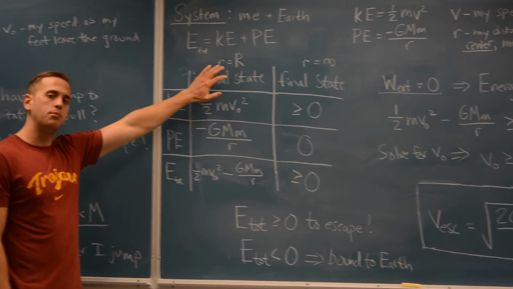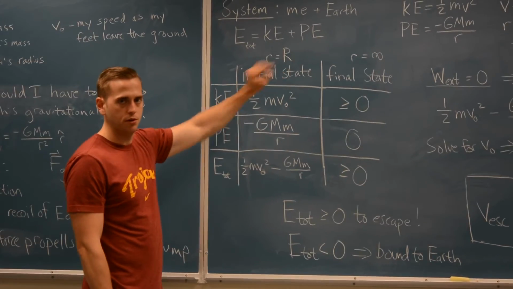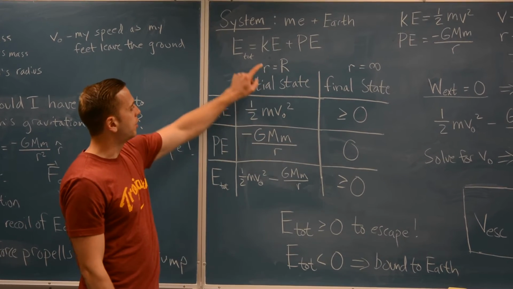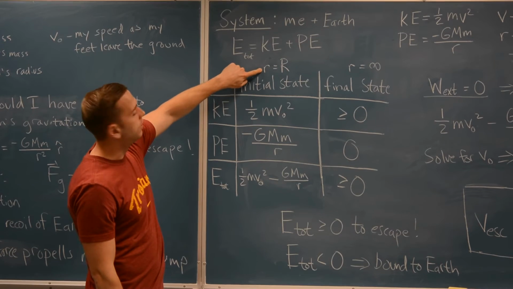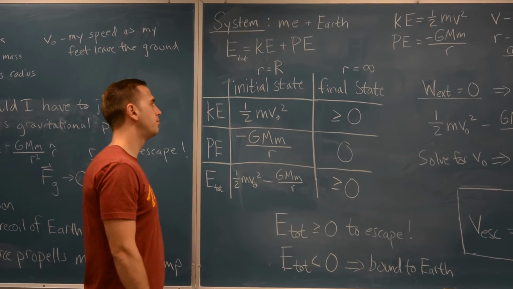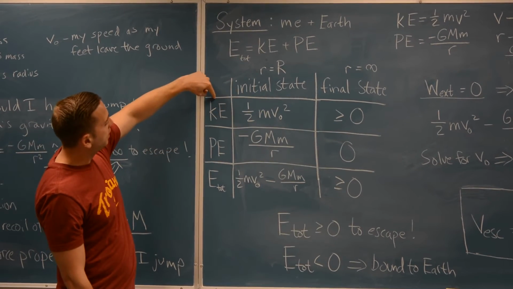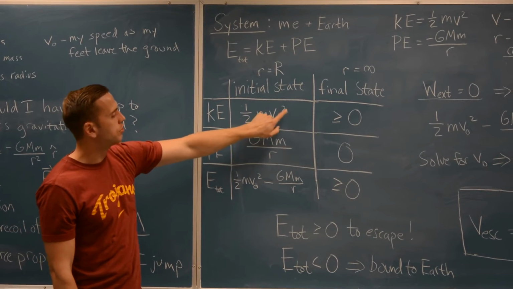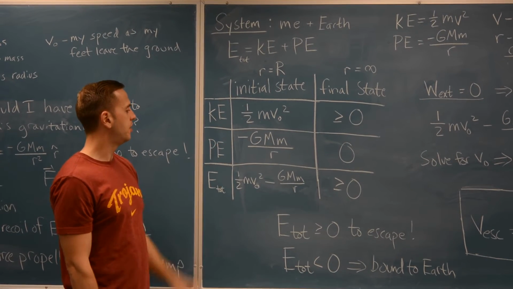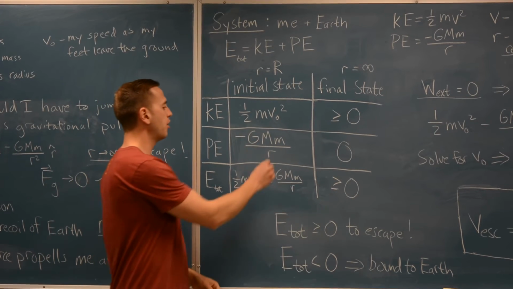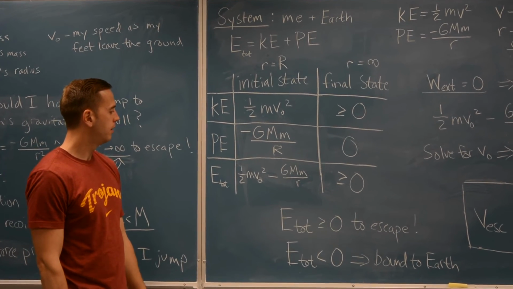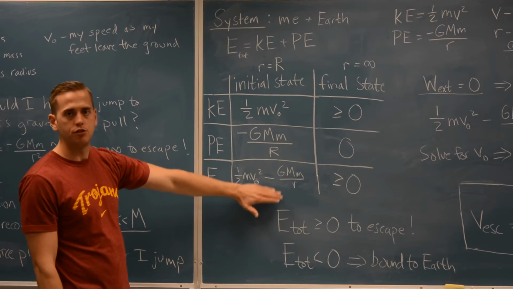So what we're going to do here is think about an initial state of the system, which is right after I jump off the surface of the Earth. So just as my feet leave the ground. Okay, well, my distance from the center of the Earth is equal to the radius of the Earth at that time, right? So lowercase r is equal to capital R. Now, in this initial state, the kinetic energy is 1/2 m v0 squared, okay? So that is my initial speed again. And the potential energy is negative G capital M lowercase m over capital R, the radius of the Earth. Okay, so we can write out what the total energy is. It's just the sum of these two terms.